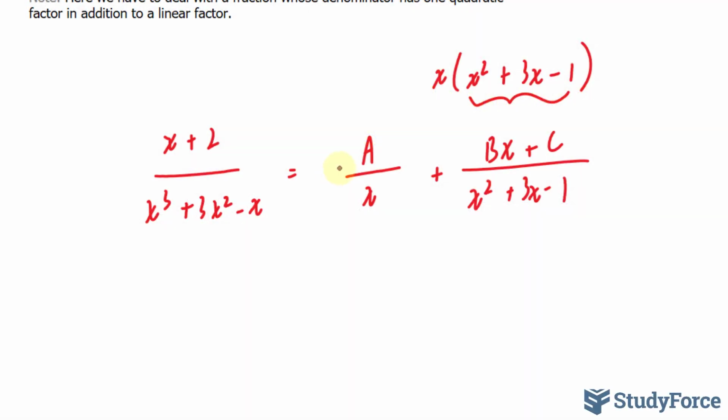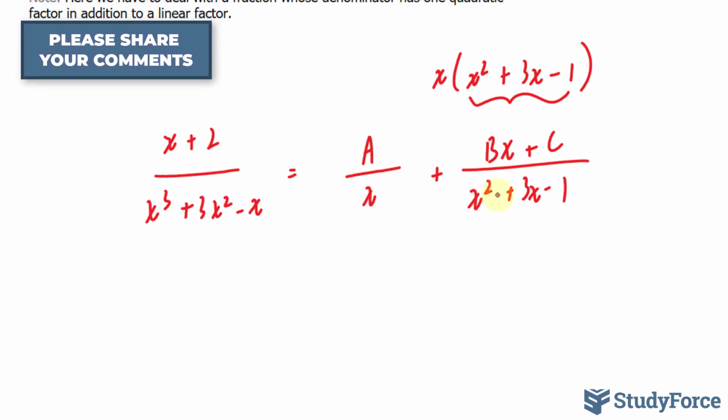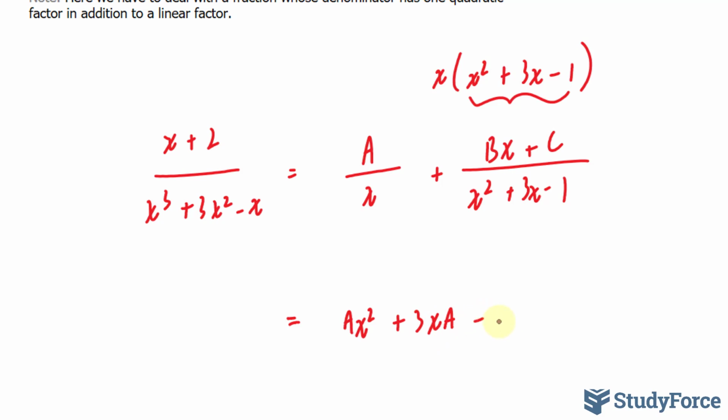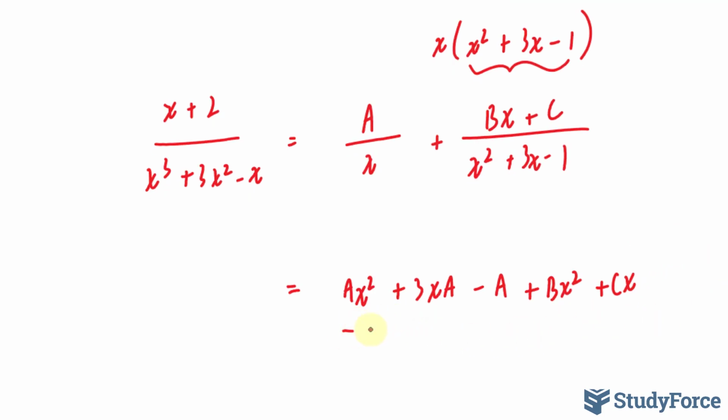I'll start by finding a common denominator, and I can do that by multiplying this x with the following expression. We should end up with this. Then I'll cross multiply the denominator with the opposite numerator, giving me ax squared plus 3xa minus a. And then this multiplied to these, I end up with plus bx squared plus cx, our common denominator being x to the power of 3 plus 3x squared minus x.